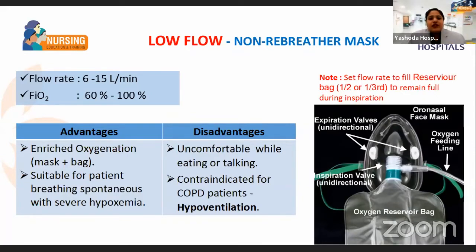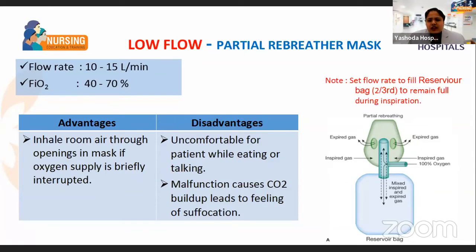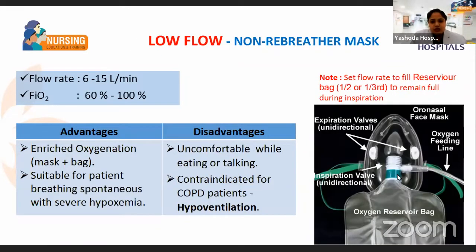Then the next device is the partial rebreather mask. Here also you have a mask, and even for the NRBM you have a mask. Then what is the difference between these two devices? Can you make out? If you notice very clearly, you just look at the image. You have a reservoir, but you do not have any inspiratory valve over here. Whereas in the non-rebreather mask, we have a valve over here, and it is unidirectional. There is no chance of mixing of any carbon dioxide and oxygen.